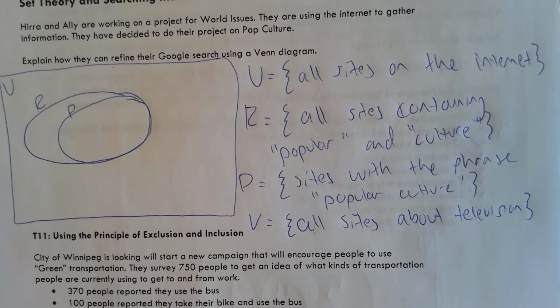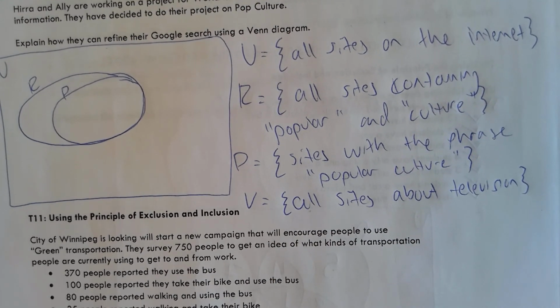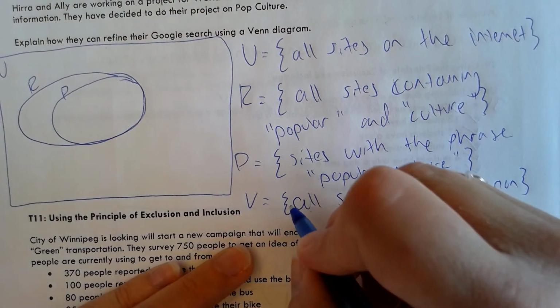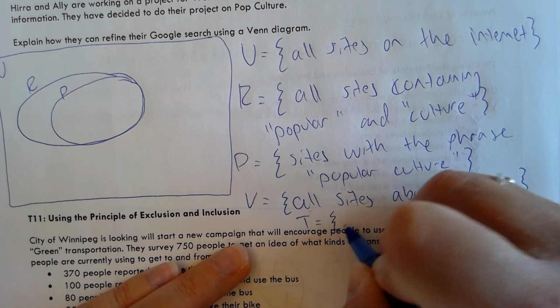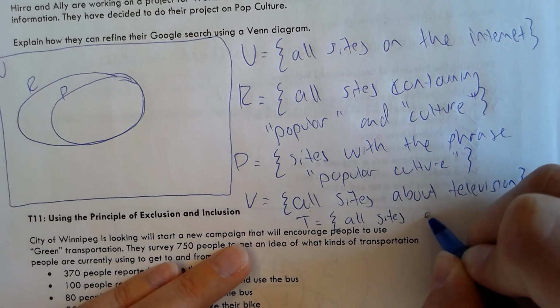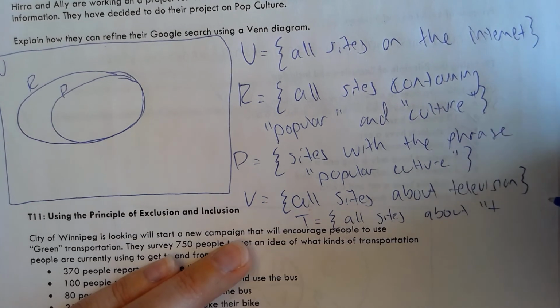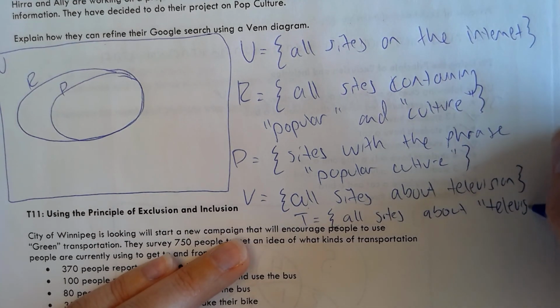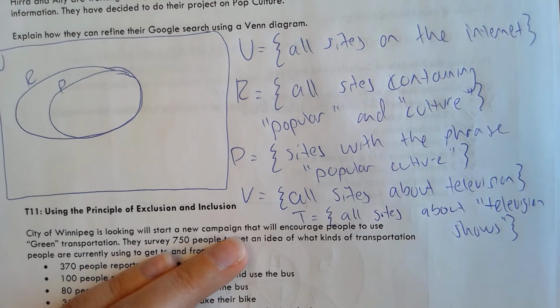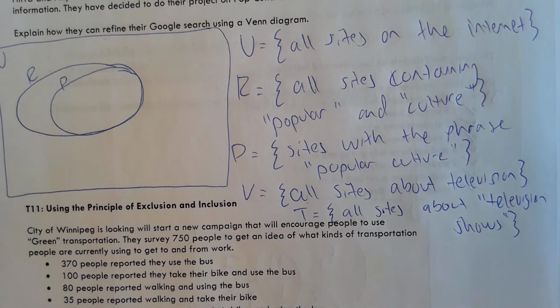So all television would probably include news and maybe even some small documentaries and some movies that are on television, which is probably not super helpful. So let's narrow it down just a tiny bit more, and let's say T, all sites about, I'm going to put this one in quotation marks again here, television shows. So they put popular culture in quotations, and then next to that they put television shows in quotation marks.